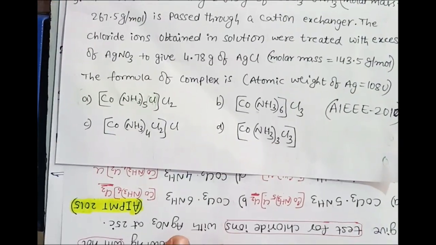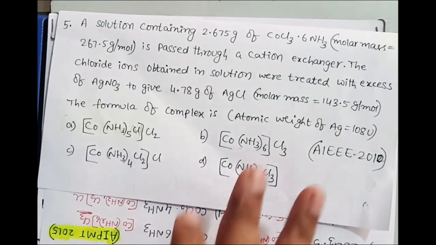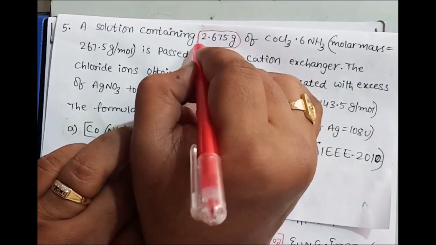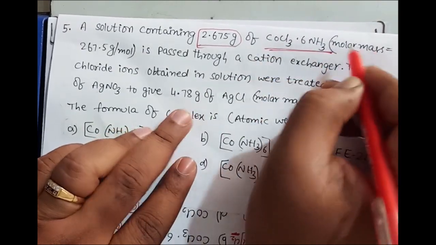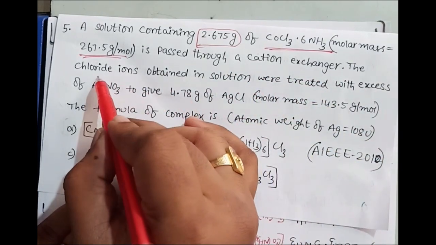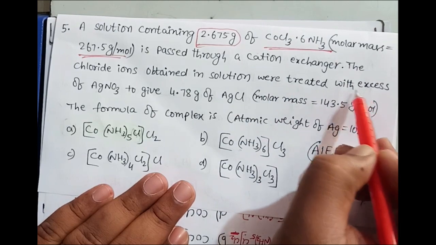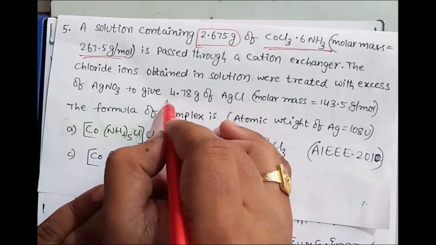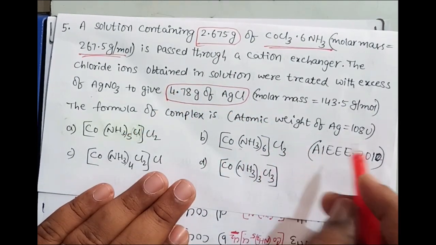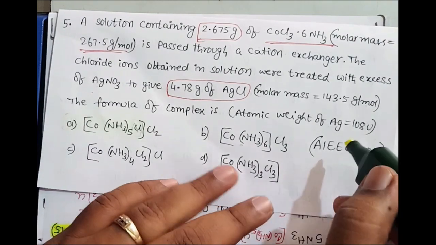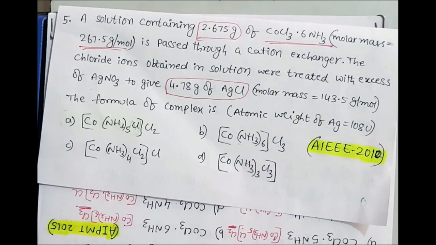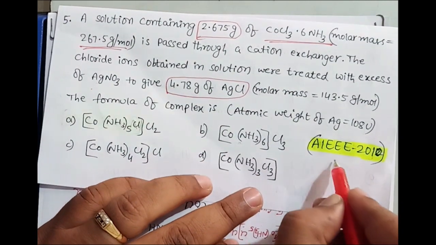Now question number 5. A solution containing 2.675 gram of complex with molar mass 267.5 is passed through a cation exchanger. The chloride ions obtained in the solution were treated with excess of AgNO3 to give 4.78 gram of AgCl. The formula of the complex is... This is an AIEEE question asked in 2010 for 8 marks. At that time there were 8-mark questions.